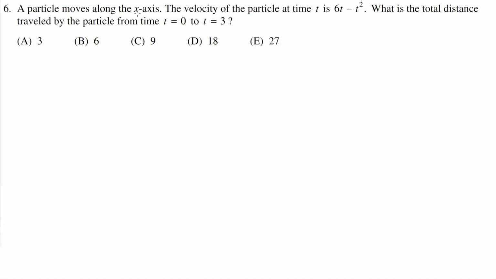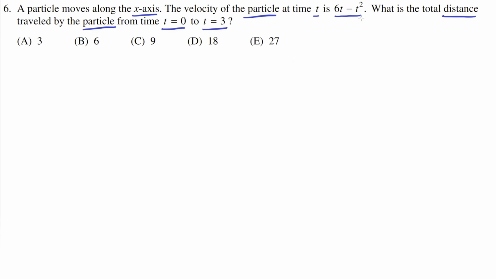A particle moves along the x-axis. The velocity of the particle at time t is 6t minus t squared. What is the total distance traveled by the particle from time t equals 0 to t equals 3?